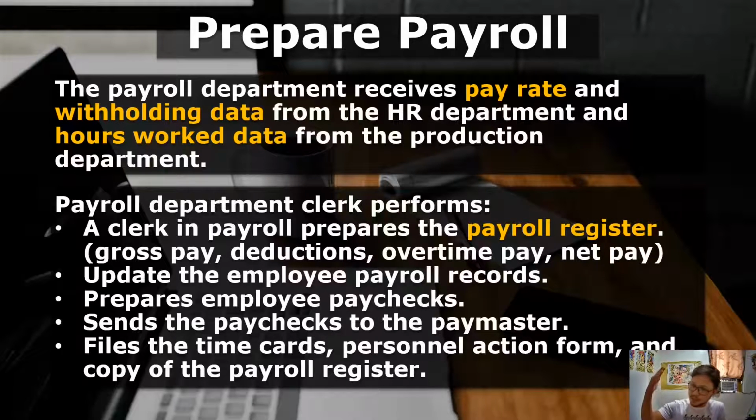So, your list of employees, kung may tinanggal, you have to remove it from your list. Kung may bago, you have to add them. Kung may change in rates, of course, you will have to adjust. Next would be, after updating the record, after computing your net pay of the employees, preparing the payroll register, you would go to the third, prepare employee paychecks. So, paychecks na. And then, these paychecks are sent to Paymaster.